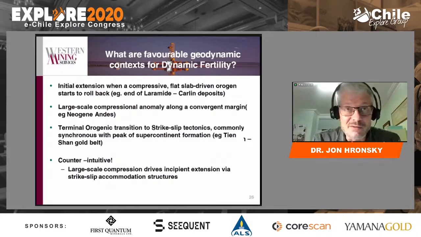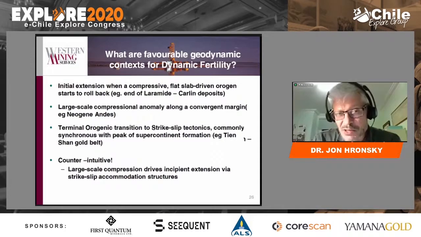So what are some of the favorable geodynamic contexts for dynamic fertility? Well, basically it's any one that meets the above criteria, but we do see some patterns. We do see some that are common. I can mention some of these, but they're not necessarily the only ones. What seems to be important is when you've had a compressive flat slab event, which is driving orogenic convergence, and that slab all of a sudden starts to roll back and you have a switch to extension. That seems to be a pretty good context for dynamic fertility.